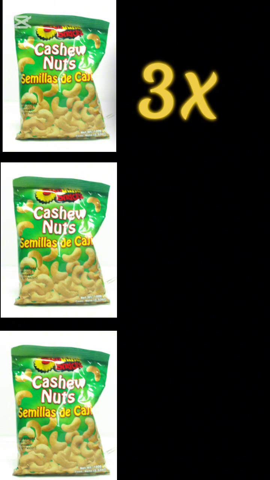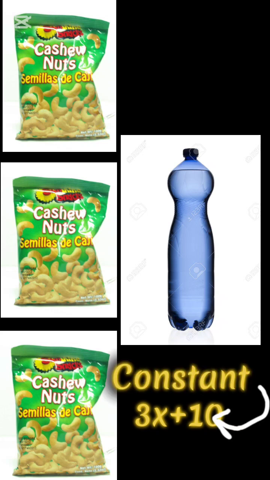Chris grabbed a bottle of water. What was the cost of it again? $10, which means we know the cost of the bottle of water and do not need a variable. Instead, we are going to add the cost of the water to the expression as just the numerical value, 10. The expression now becomes 3x plus 10. The number 10 here is called a constant, as it is a fixed numerical value.